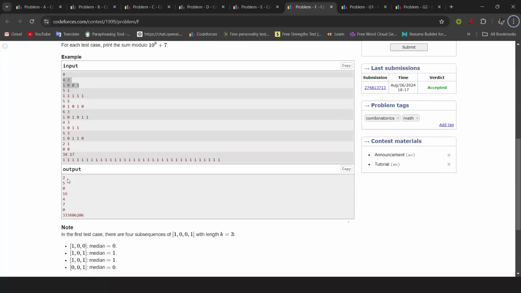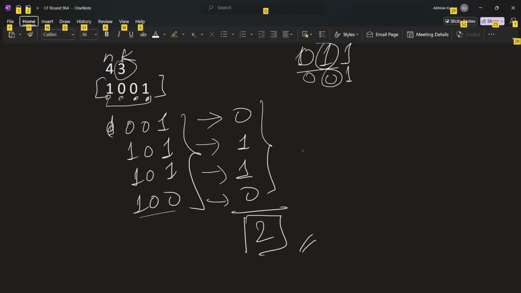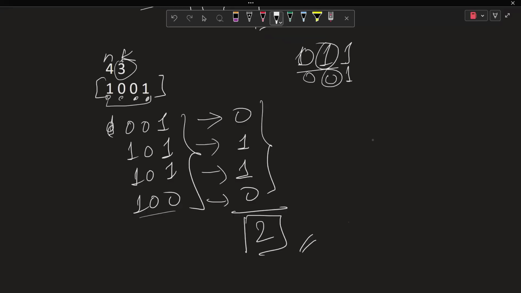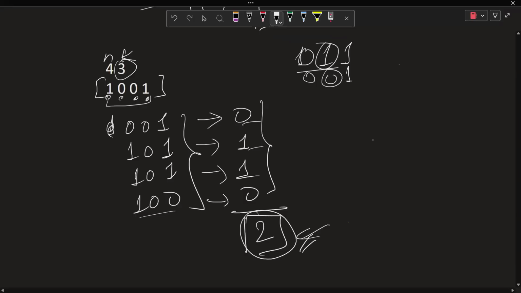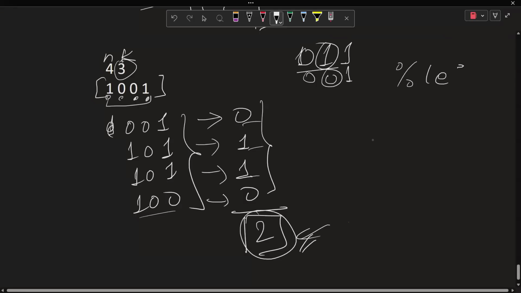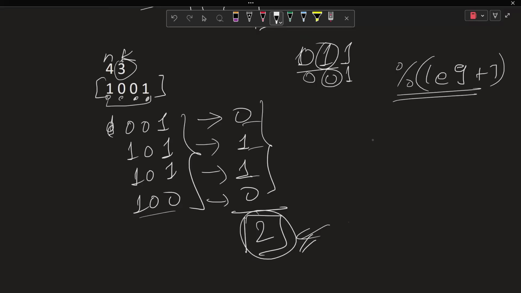Okay, so 2 was the answer for this test case. I hope the problem is clear on what we need to do. We just need to take all the subsequences of length k, find the median for every subsequence, and then the sum of those medians is what we need to find. We are given that this sum can be very large, so take it modulo 1e9 plus 7. While summing them up, we just need to take modulo 1e9 plus 7 so that if the answer exceeds 1e9 plus 7, it's reduced below it.